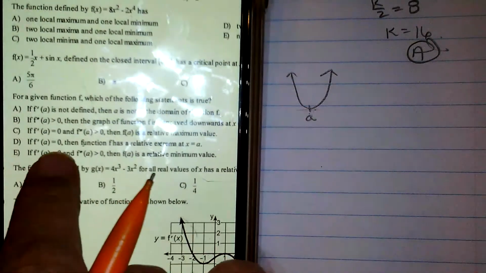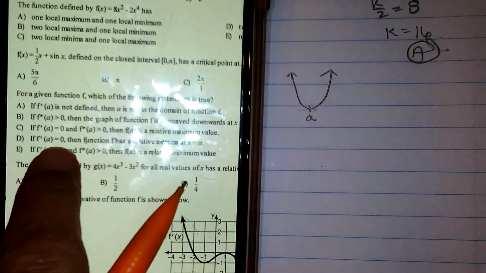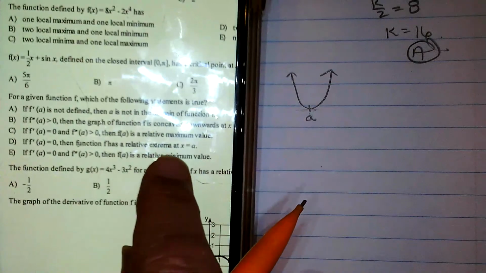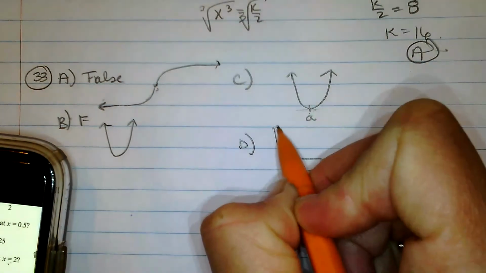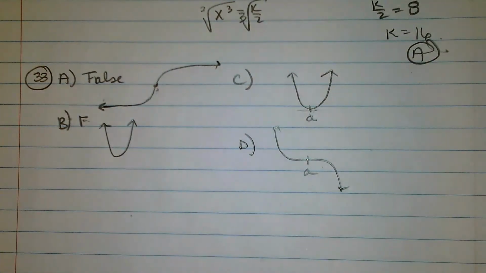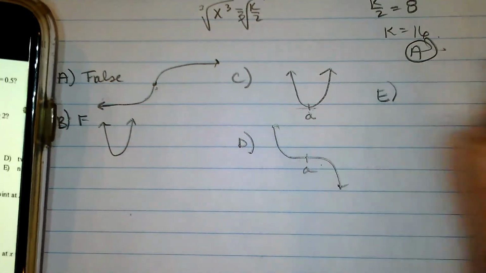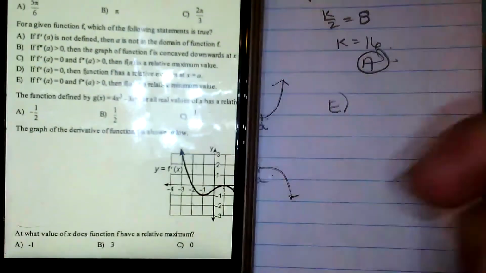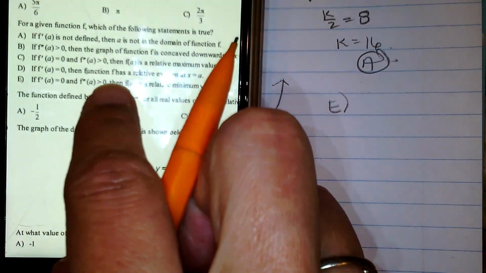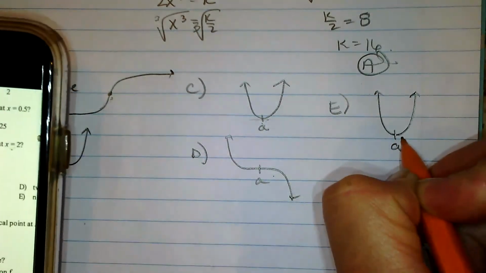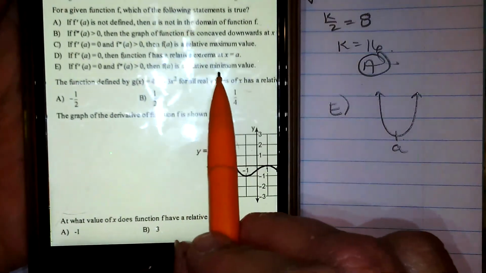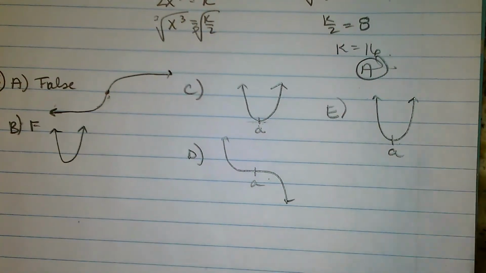D says if the first derivative is 0, then the function has a relative extrema at A. Not necessarily, right? We've looked at ones like this, where we've got location A, slope of 0, but it's not a relative extrema, so that's false. So E better be the one that's true. If the derivative is 0 and the second derivative is positive, which means it's concave up and the derivative is 0, right there at A, then f of A is a relative minimum, and that's it, of course.